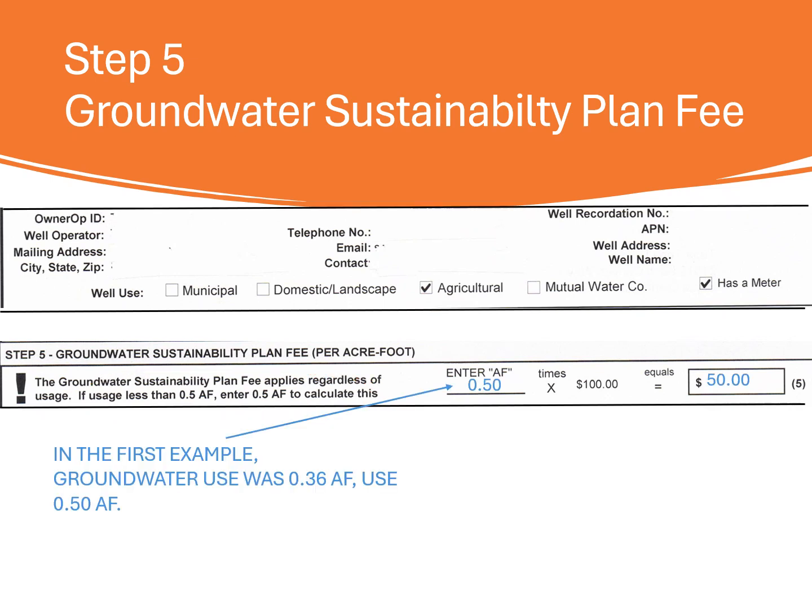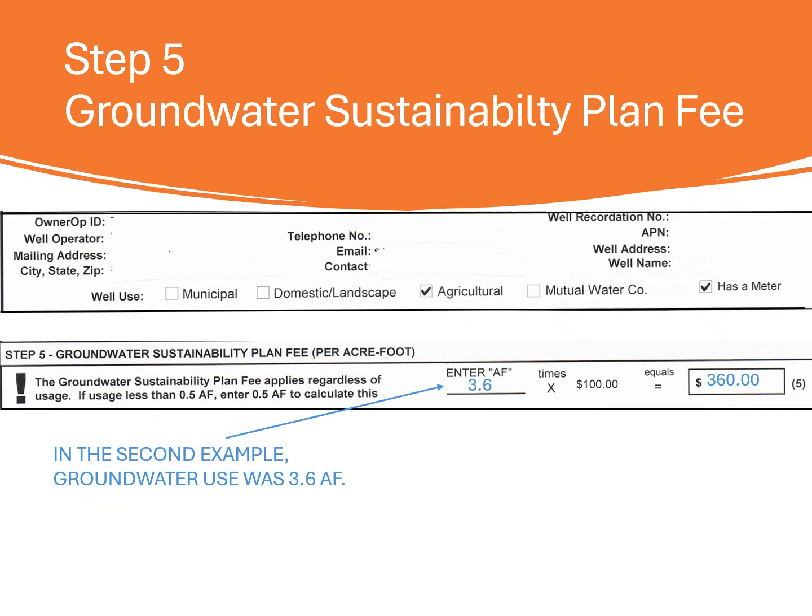In the first example, the groundwater usage was 0.36 acre-feet, so the fee is calculated on the minimum of 0.5 acre-feet. The current GSP fee is $100 per acre-foot, so 0.5 times 100 is $50 for box 5. In the second example, groundwater use was 3.6 acre-feet, so 3.6 times 100 is $360.